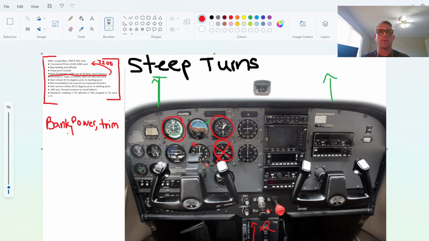Once you recover from this maneuver and you've done your right 360 and then your left 360, you have to remember that you're going to be nose up, and when you go level, you're going to have to put nose trim back in, pull power back to cruise, okay? All right, I hope that helped, and that is how I perform the steep turns.